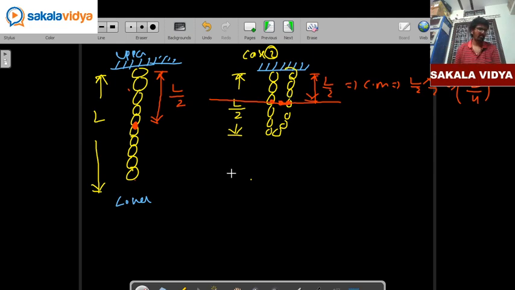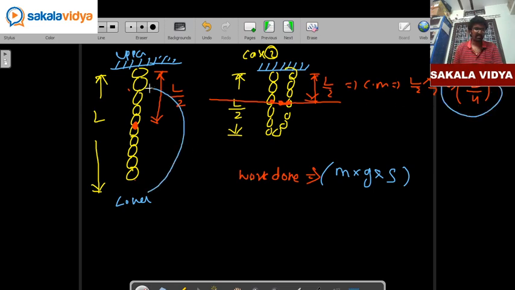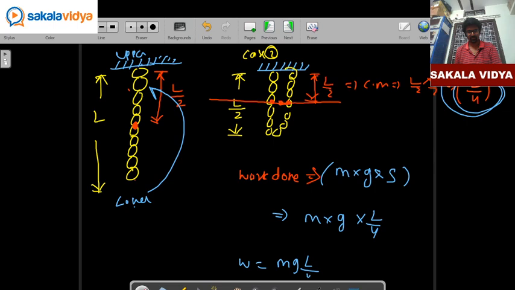Here we need to find work done. Work done is equal to m into g into s, where s is the displacement. What is the displacement? When the lower end is linked with the top end, it is L by 4. So m into g into L by 4. So the formula for work done when the lower end of the chain is linked with the upper end is work done equal to mgl by 4.